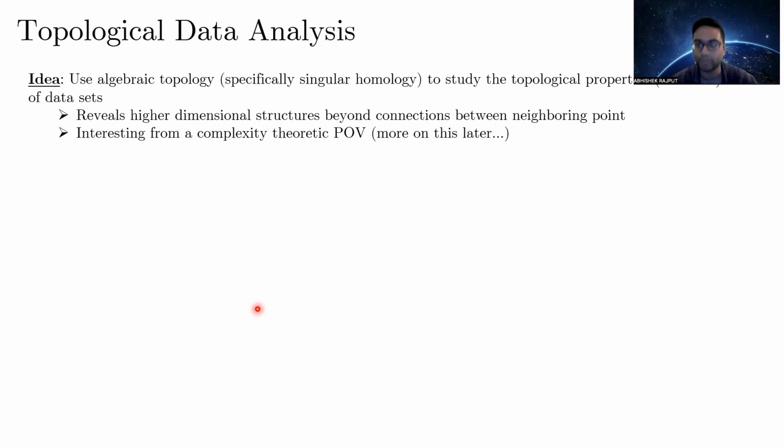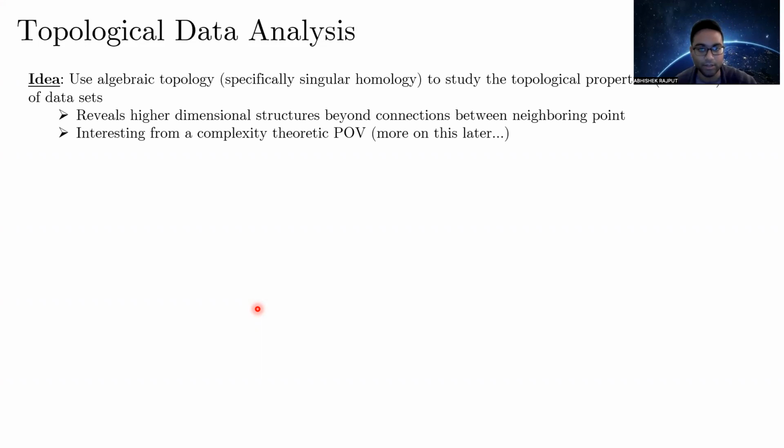Specifically, what you're interested in are the holes that are associated with your data set. The reason people wanted to apply these tools to data analysis is because instead of just revealing information like connectivity between clusters of data points, it also reveals some higher dimensional structures that may be physically relevant depending on how the data was sampled or where it was sampled from and so on.